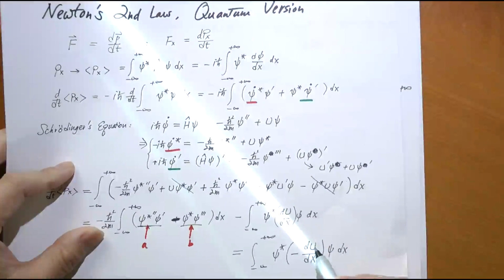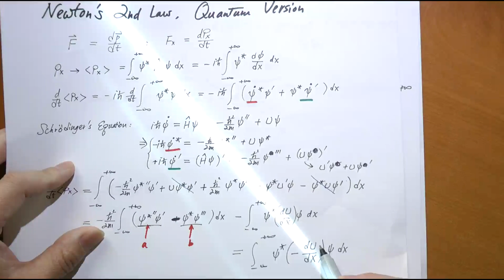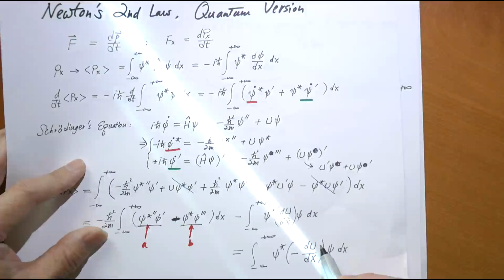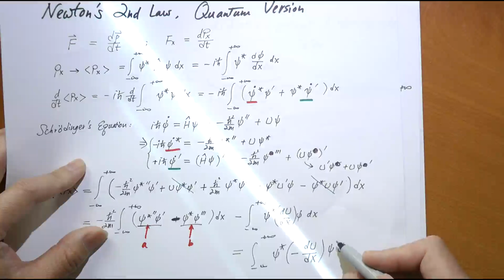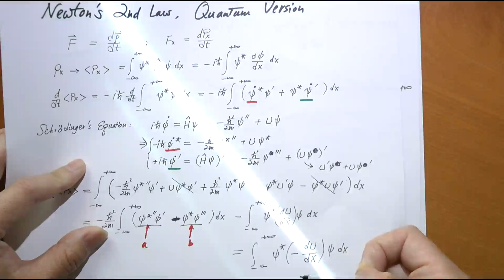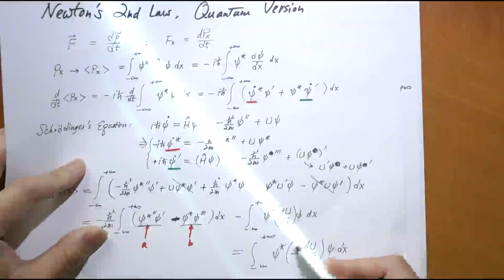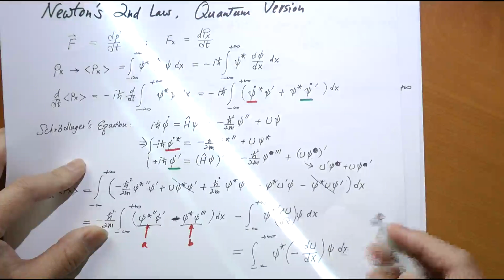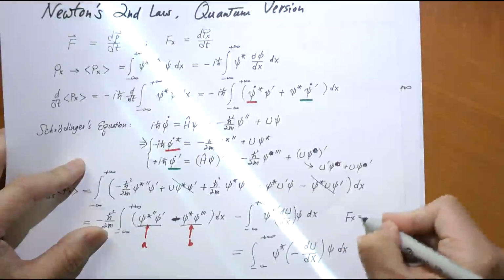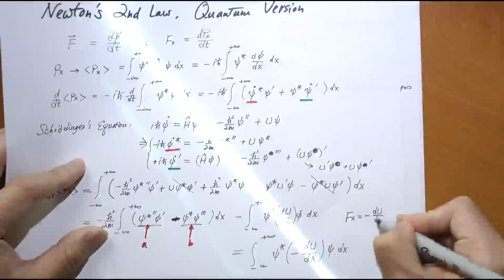What is the classical meaning of negative dU dx? Well, classically, there exists a relationship between force and potential energy, right? When you integrate over a conservative force, you get potential energy. And when you differentiate potential, you get the conservative force. This, in fact, is the x component of the force. Okay? F of x equals negative dU dx. That is in classical physics.